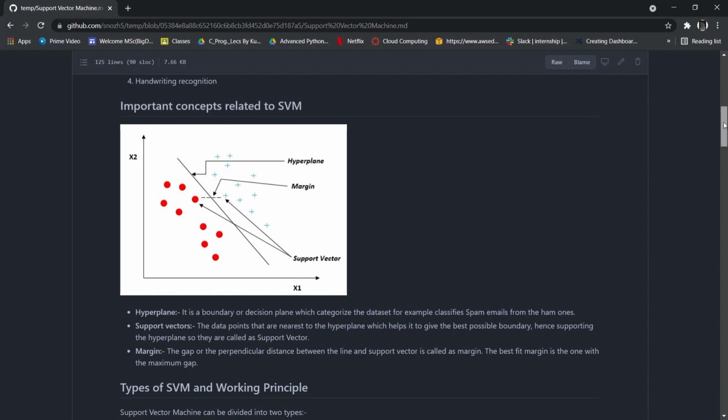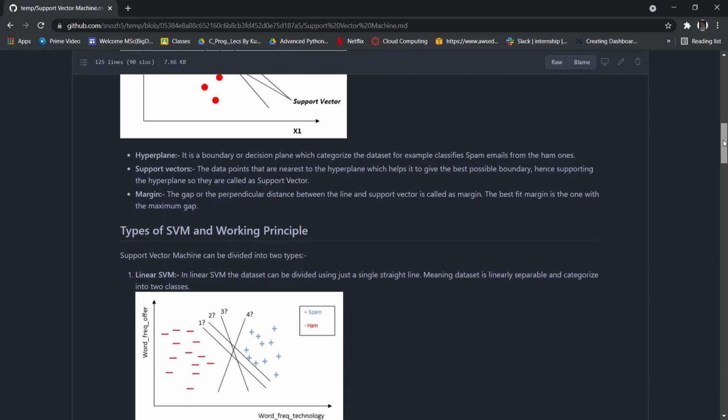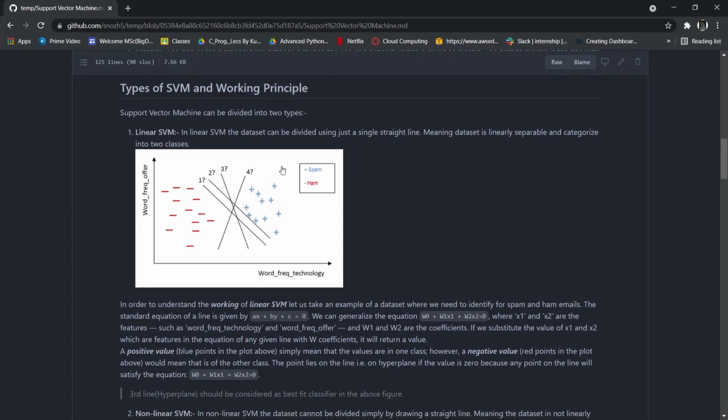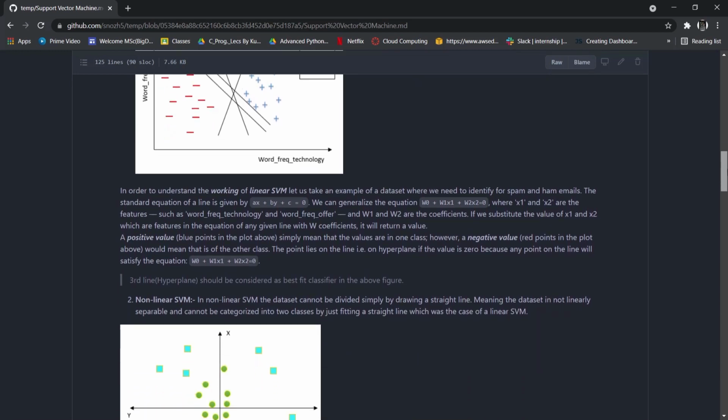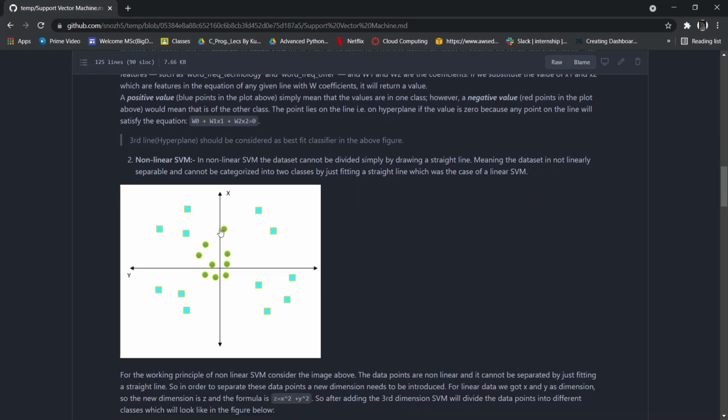Okay, so moving further, we have two types of SVM. We have linear SVM as well as non-linear SVM. For linear data, the hyperplane is just a straight line because here you can easily segregate the dataset into categories. But for a non-linear dataset, when it's clear that there is not a linear decision boundary, you cannot segregate the data with the help of a single line.